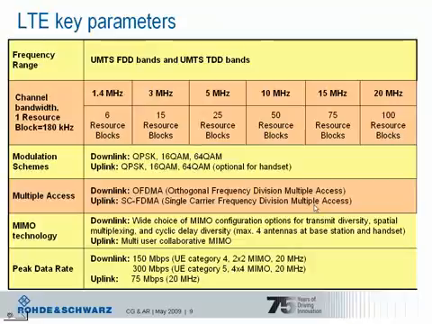So 1.4 MHz is represented by 6 resource blocks, and so on up to the 20 MHz being represented by 100 resource blocks. Modulation schemes that are available for LTE are QPSK, 16 QAM and 64 QAM, where in the uplink the 64 QAM is optional for the handset to support. Multiple access schemes for LTE are OFDMA in the downlink, orthogonal frequency division multiple access, and single carrier FDMA in the uplink. LTE supports the MIMO technology.